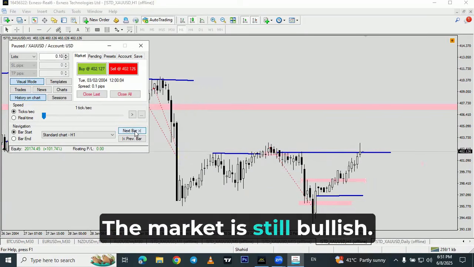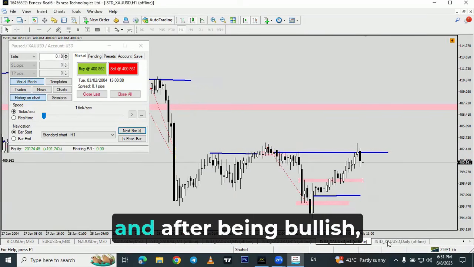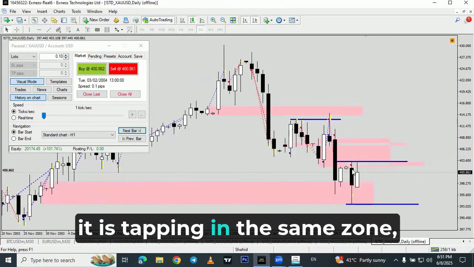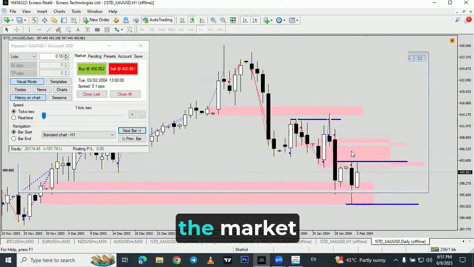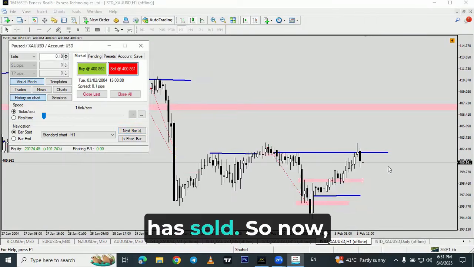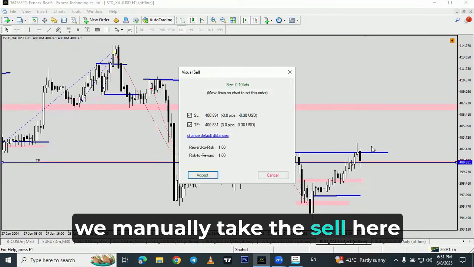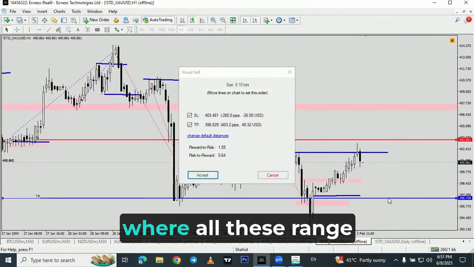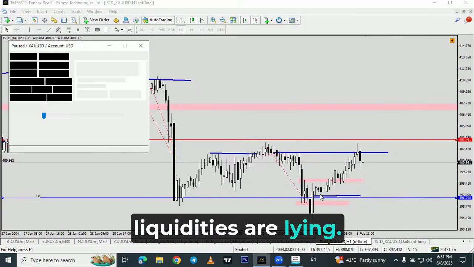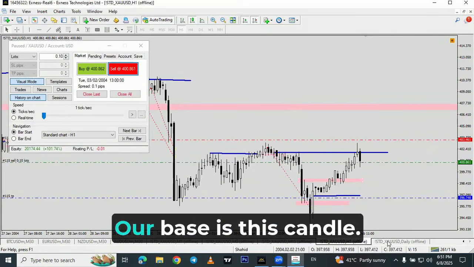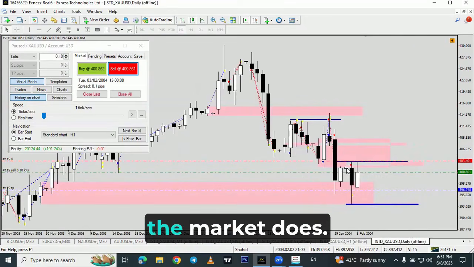The market is still bullish. Look, the market is still bullish. And after being bullish, it is tapping in the same zone. And after tapping, the market has sold. So now we manually take the sell here and can play it to this low where all these range liquidities are lying. And what base are we making? Our base is this candle. So let's see what the market does.